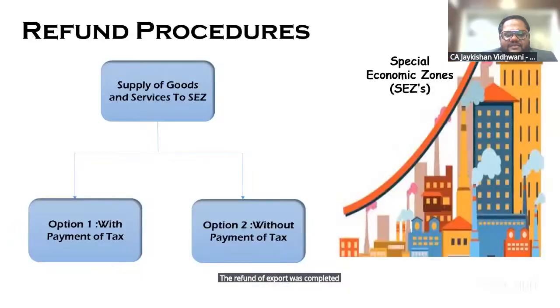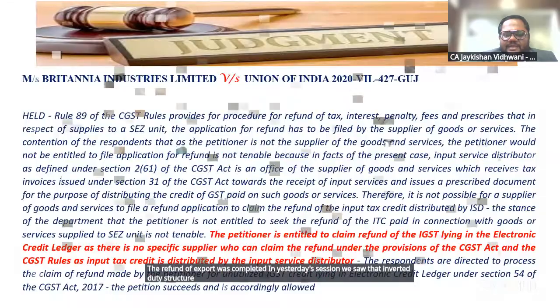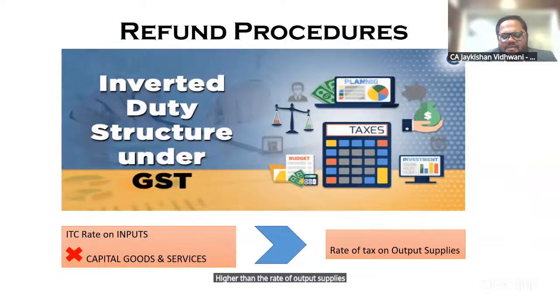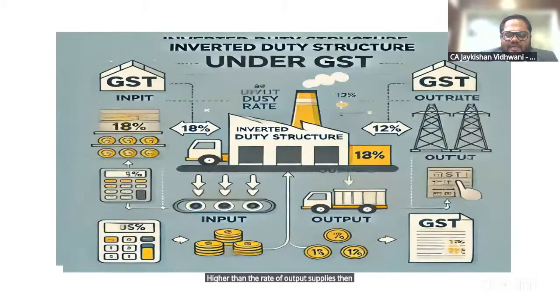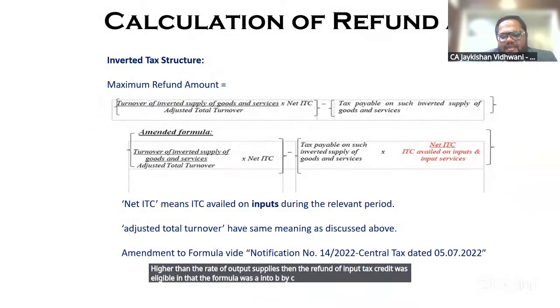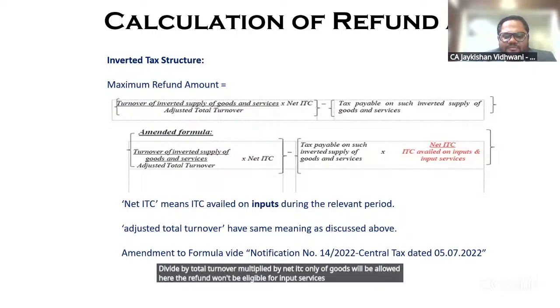In yesterday's session, we saw the inverted duty structure, mainly on account of the rate of inputs being higher than the rate of output supplies. Then the refund of input tax credit was eligible. In that, the formula was A into B by C minus D into B by E: turnover of inverted supplies divided by total turnover multiplied by net ITC. Only of goods will be allowed. Here, the refund won't be eligible for input services and capital goods.